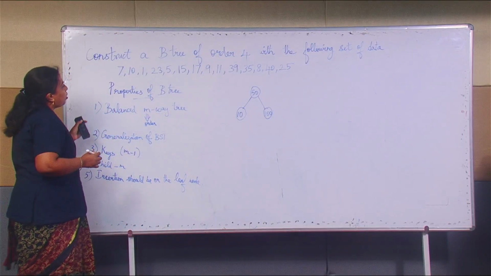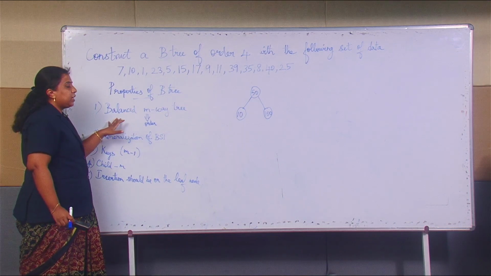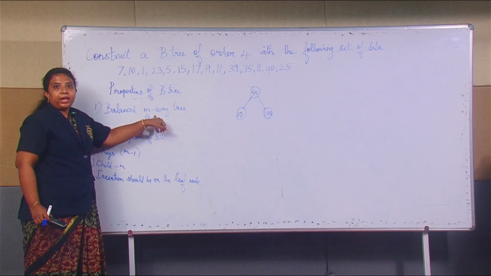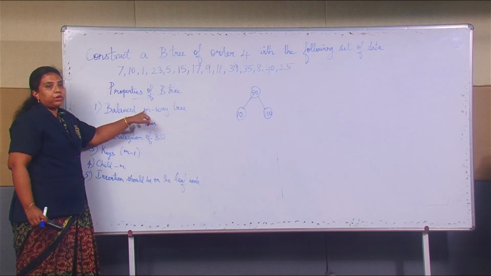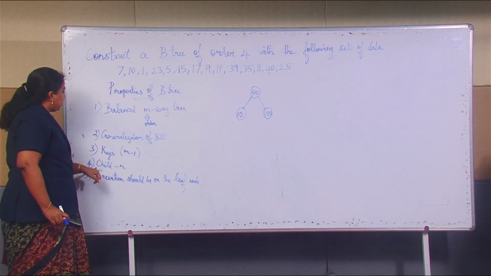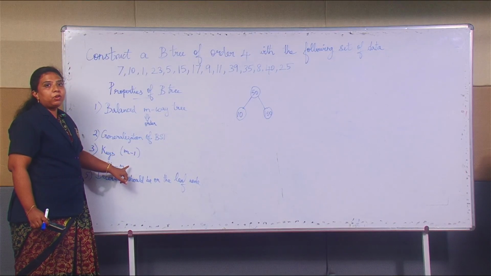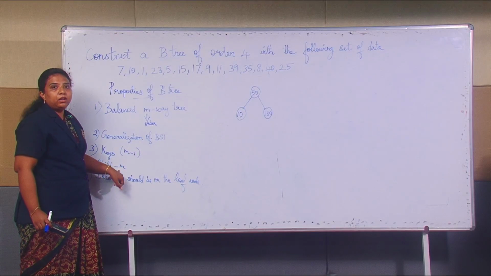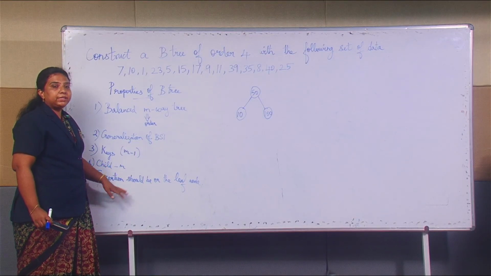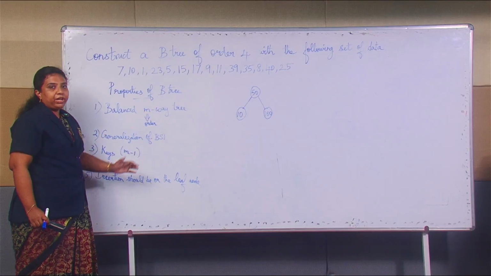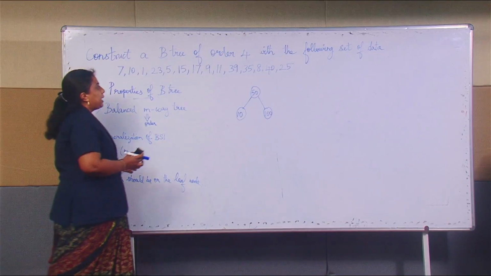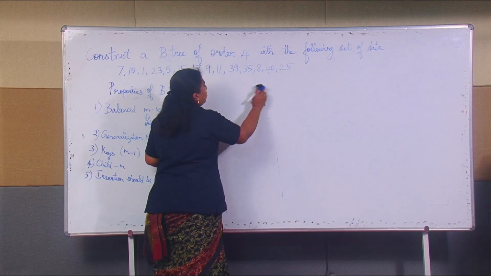So these are a few properties of B tree. The first one is it should be a balanced tree of order m. If the order is m, the keys should be m minus 1, and the number of children should not be more than m. Then whenever a value is inserted to the B tree, it should be inserted from the leaf node.